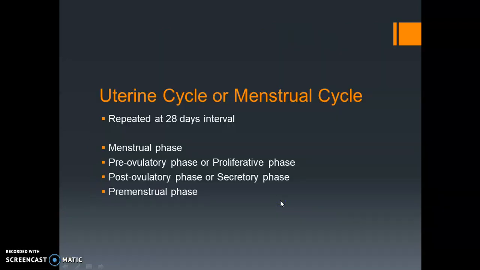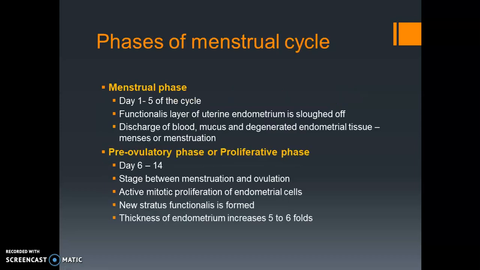Next is the uterine cycle, or the menstrual cycle. This cycle lasts for 28 days and is repeated at 28 day intervals. The uterine cycle, or menstrual cycle, works in coordination with the ovarian cycle. It has four phases: the menstrual phase, the pre-ovulatory phase or proliferative phase, the post-ovulatory phase or secretory phase, and the pre-menstrual phase.